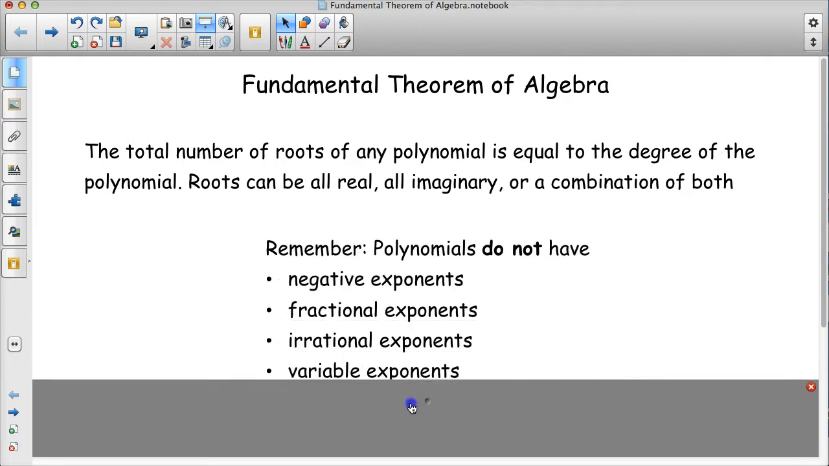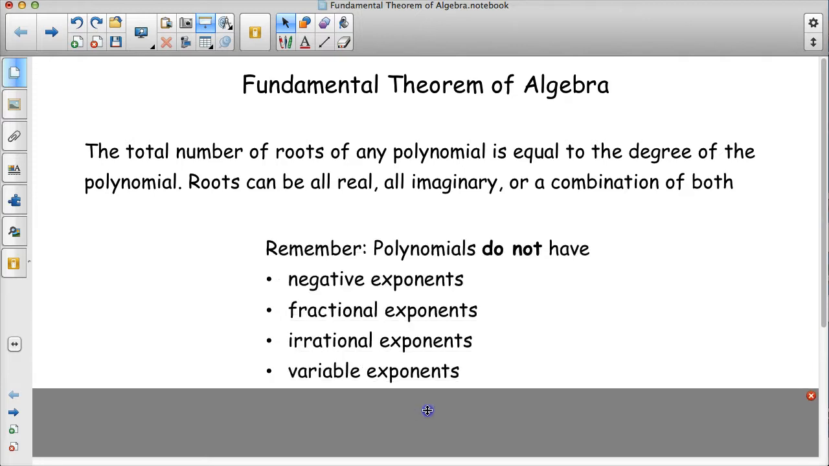A couple of things we want to make sure that we remember. Polynomials do not have negative exponents. Polynomials do not have fractional exponents. Polynomials do not have irrational exponents. And polynomials do not have variable exponents. Now you knew all of that too, but I want to make sure that you remember that, because when we talk about the fundamental theorem of algebra, we have to remember we are actually talking about polynomials.